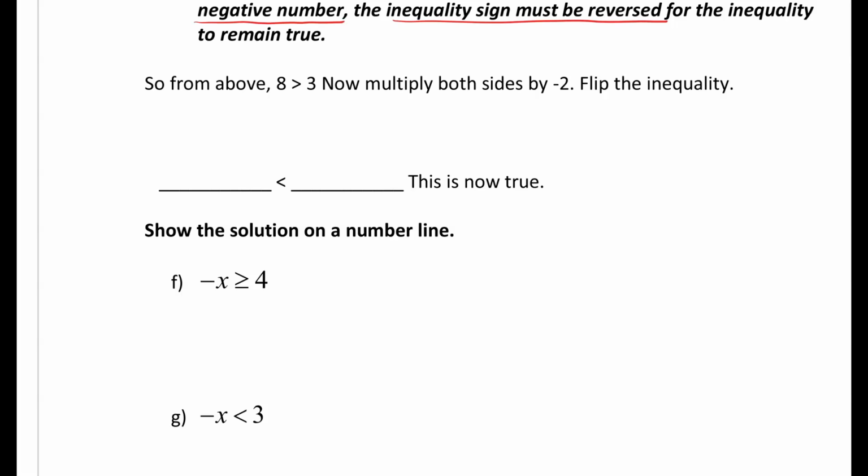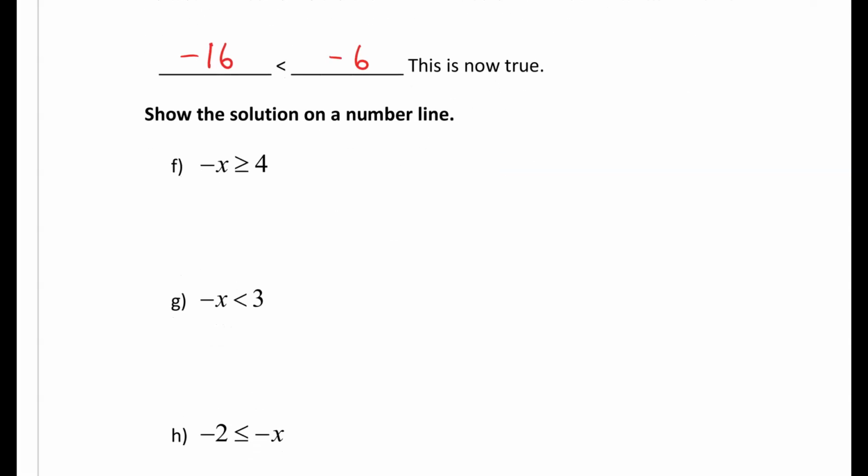Exactly what we did on the other page when we had 8 is greater than 3, but multiplied it by a negative 2, we flipped the inequality so that we had negative 16 is less than negative 6. So we flipped over that inequality.